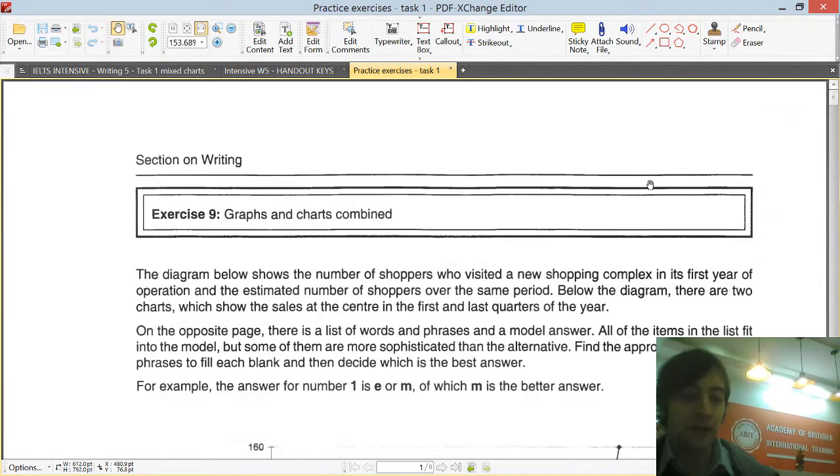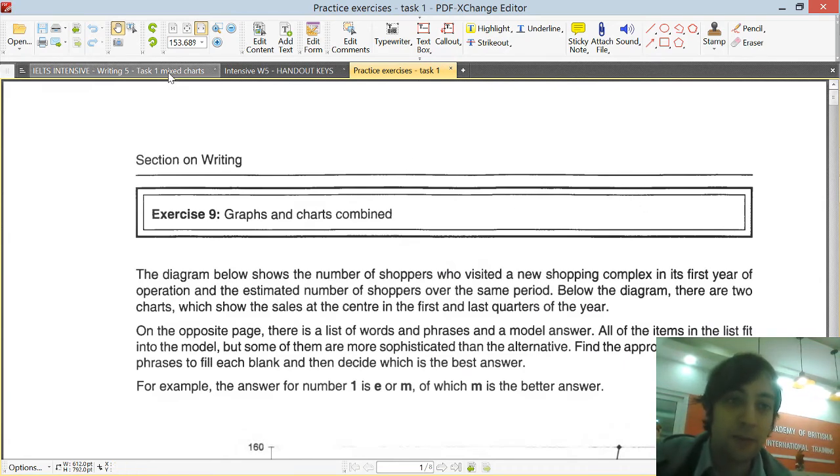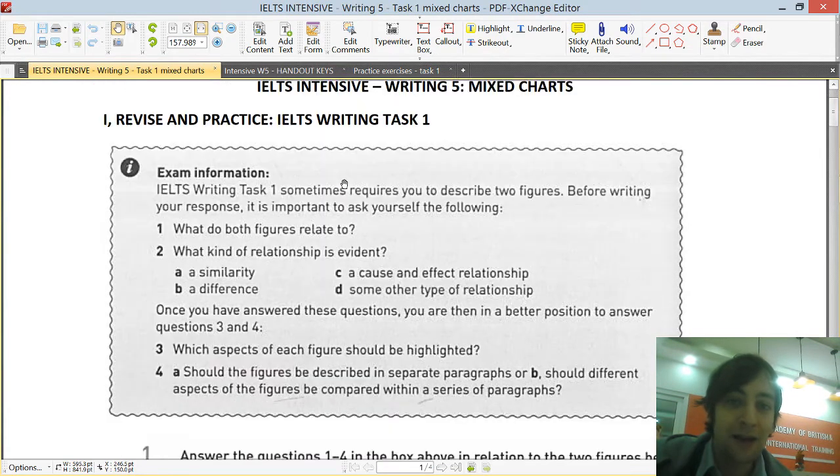So today we're going to be looking at a lot of Part 1 stuff, in particular how to analyse and approach mixed charts. So let's have a look at the first exercise. IELTS Writing Task 1 sometimes requires you to describe two figures. Before writing your response, it is important to ask yourself the following. What do both figures relate to? What kind of relationship is evident? Is it a similarity, a cause and effect relationship, a difference, or some type of other relationship?